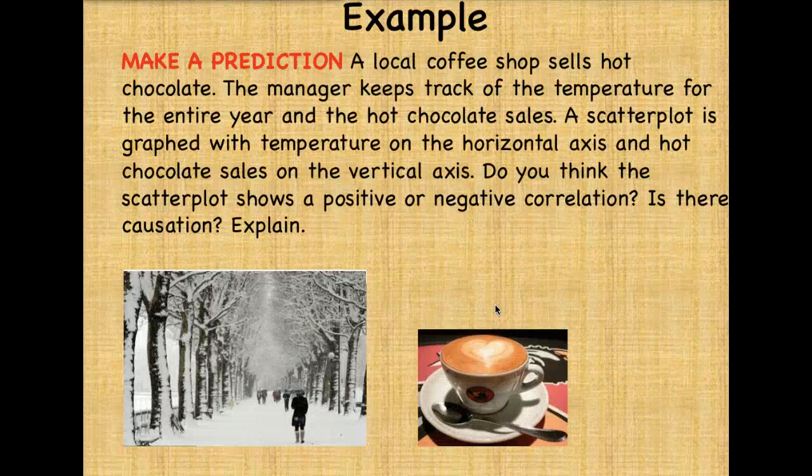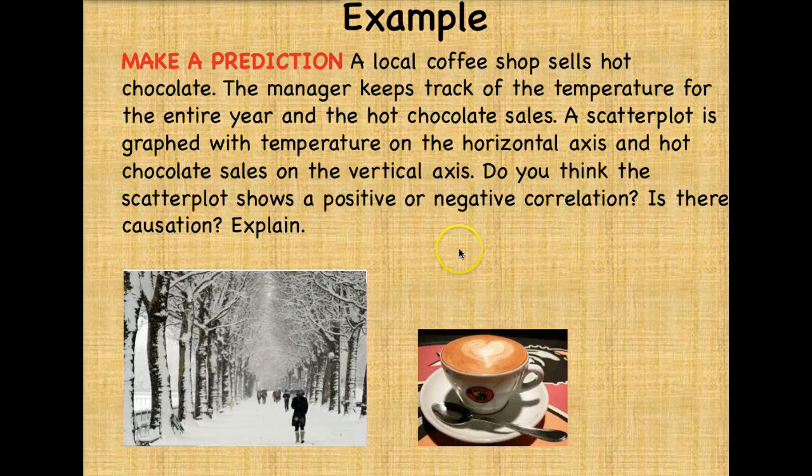Let's make a prediction now. A local coffee shop sells hot chocolate. The manager keeps track of the temperature for the entire year and the hot chocolate sales. He makes a scatter plot and he graphs the temperature on the horizontal or x-axis and the hot chocolate sales on the vertical or y-axis, just like we did with water bottles. Do you think the scatter plot will show a positive or a negative correlation? Is there causation? Explain. So without actually graphing, this is just a prediction. Well, what do you think?